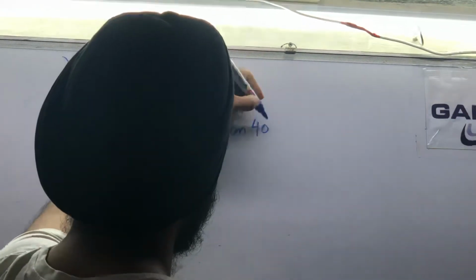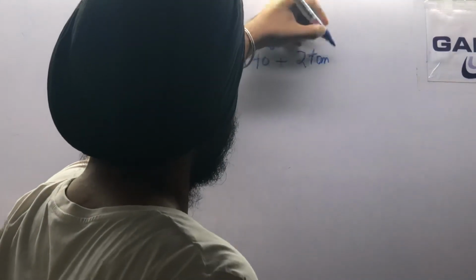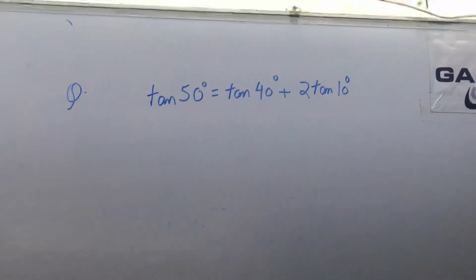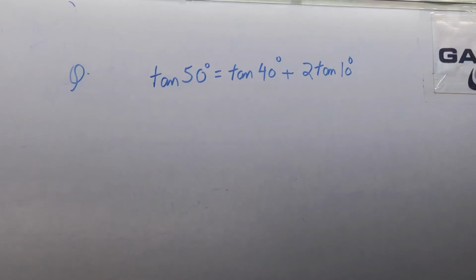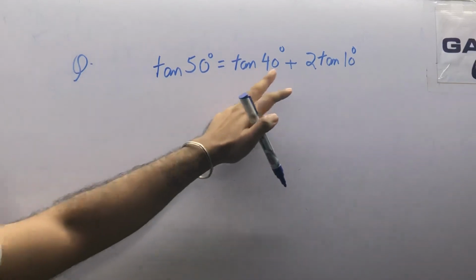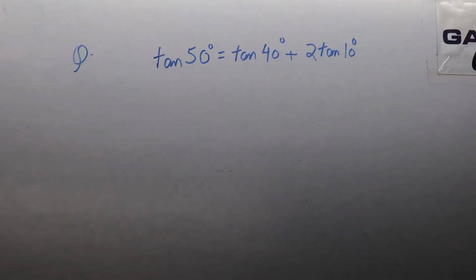Okay, let's do one more question like this, same type. So this is the question. I have told you one thing: whenever you get a question like this, you have to split the bigger angle in terms of smaller angles. So what is the biggest angle here? 50 degrees, and the smaller angles are 40 and 10 degrees. So how will you do this question?